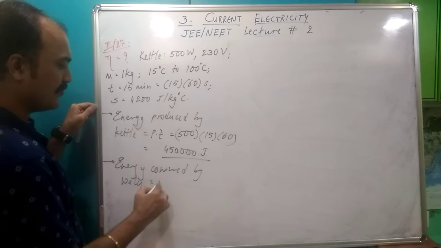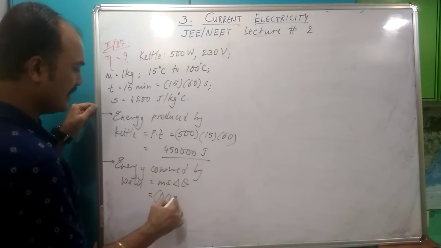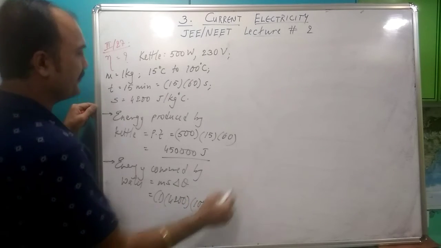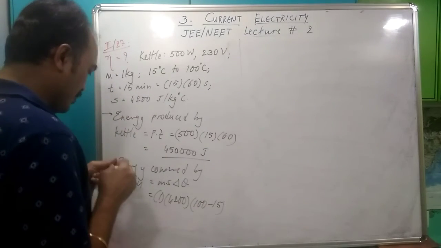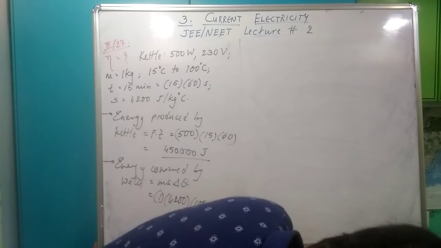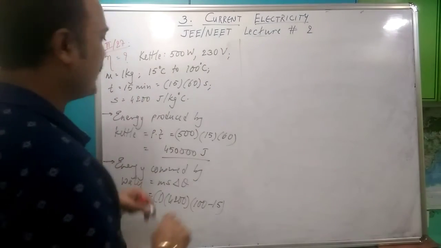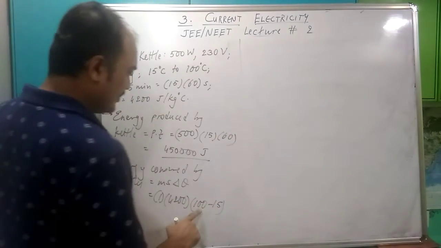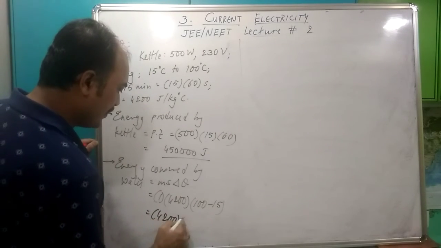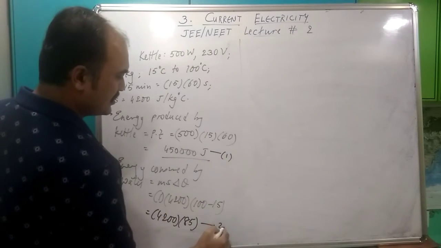Now the energy consumed by the water. How much energy does the water need to get heated? m s delta theta. What is the mass? 1 kg. s is 4200 and delta theta is 100 minus 15. Where did the pen go? So that's 100 minus 15, that's 85. So 4200 into 85, I'll multiply that later. This is 1, this is 2.